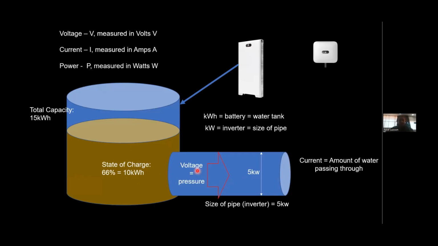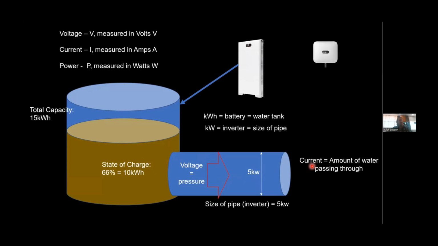And then in this analogy, the voltage would be the pressure, the water pressure. How fast is that water going to shoot out of the pipe, in a way? And then the current is the amount of water. So it's not a perfect analogy. It doesn't work exactly 100%, but I think this is a useful analogy to help you understand these terms and how they're related to each other and how they're related to solar energy.